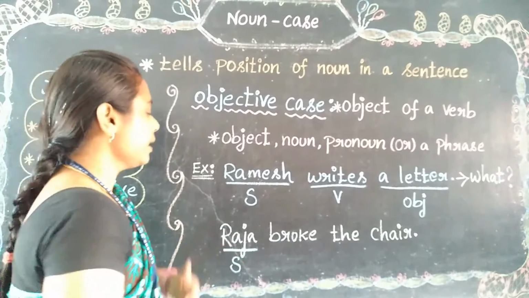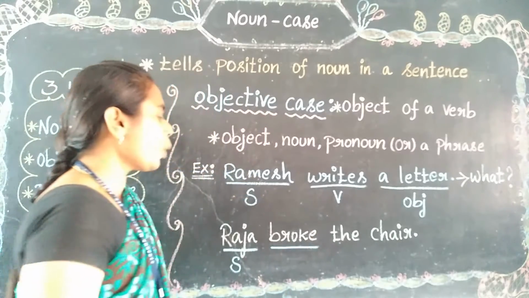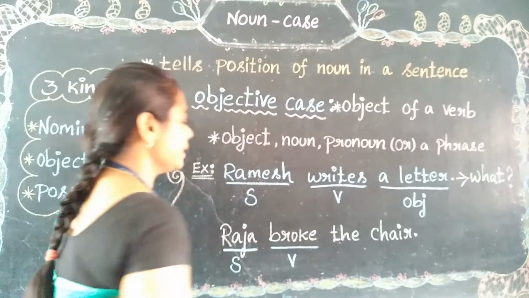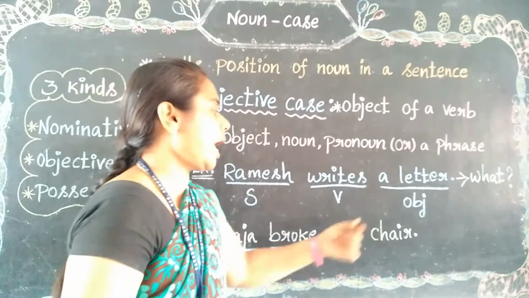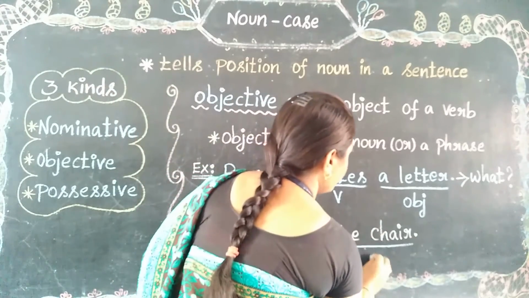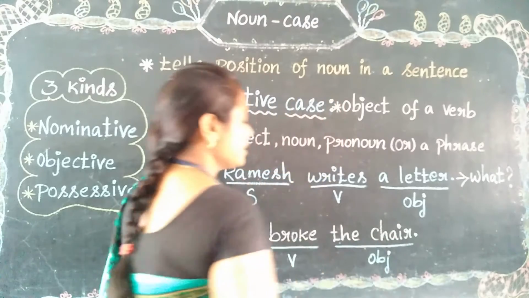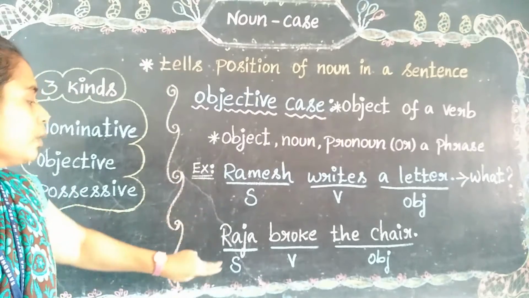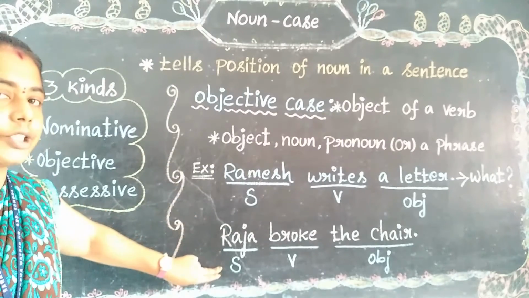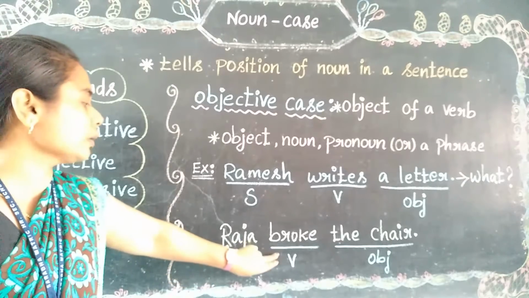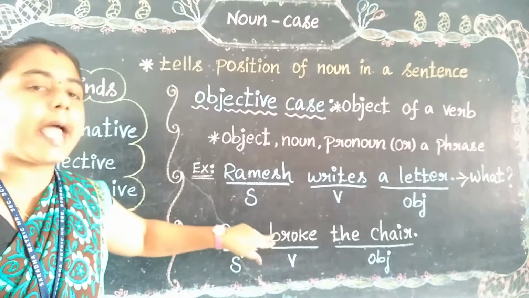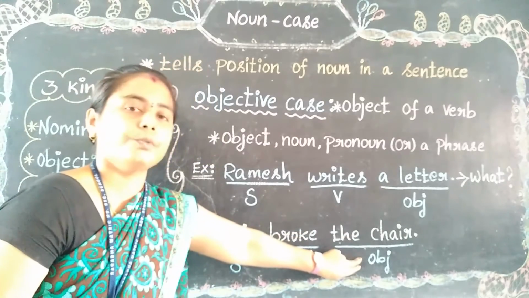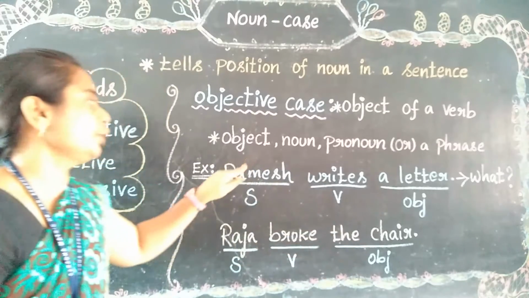So Raja. Then broke. See, broke is the past tense of break. So this is a verb, an action verb. Then the chair. Exactly, the chair is an object, because it is a thing. So Raja is a subject, the doer of an action, the beginner of the sentence, and broke is the past tense of break. It is an action word, so it is a verb. Then the chair is an object. So this is named as what? That is the objective case, right?